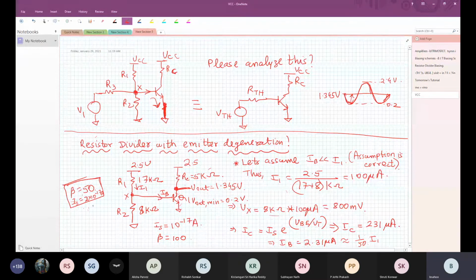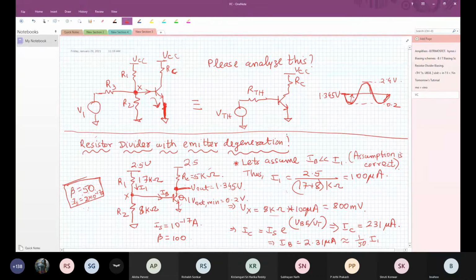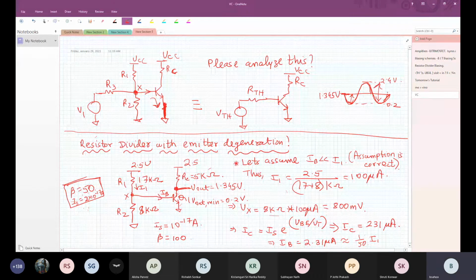Okay, so then can you tell me what will be the output voltage, DC output voltage? Will it perform as well as it was performing before? Can you tell me that? Will it give you a swing of almost 2.2 volts? Is the question clear to all of you?